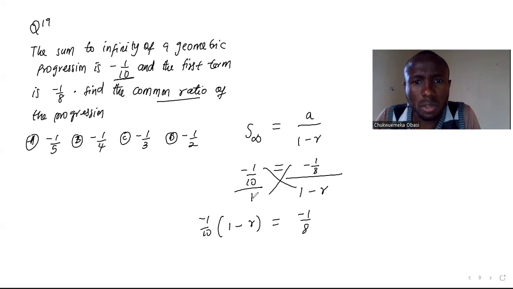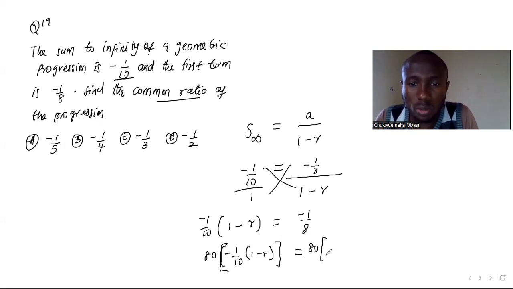Okay, so from this very point, you can decide to multiply everybody by the LCM. The LCM of 8 and 10 is 80, right? So you multiply everybody by 80. If you multiply everybody here by 80, you have 80 into minus 1 over 10, 1 minus r. Then you have 80 into minus 1 over 8.